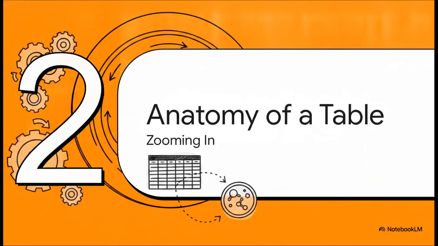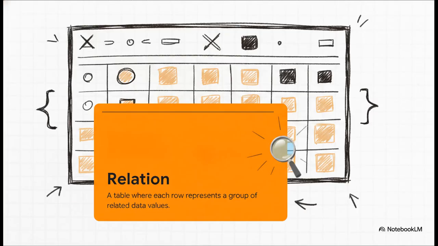Section 2. Zooming in, the anatomy of a table. All right, let's start with the macro structure, the relation. Think of this as our table. This is the ultimate housing unit for our information. And the core characteristic of this relation is that each row inside it represents a group of related data values. Basically, it's a unified container holding a very specific collection of facts.